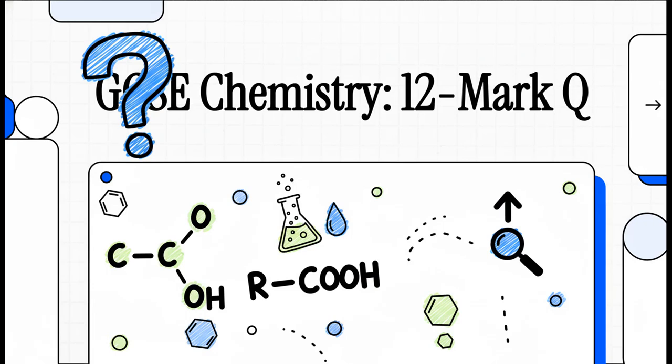Instead of tackling a huge topic today, we're going to do something a bit different. We're going to laser focus on just one single exam question. But this isn't just any question, it's a massive 12 marker on carboxylic acids. And we are going to break it down piece by piece to show you how to get every single point.